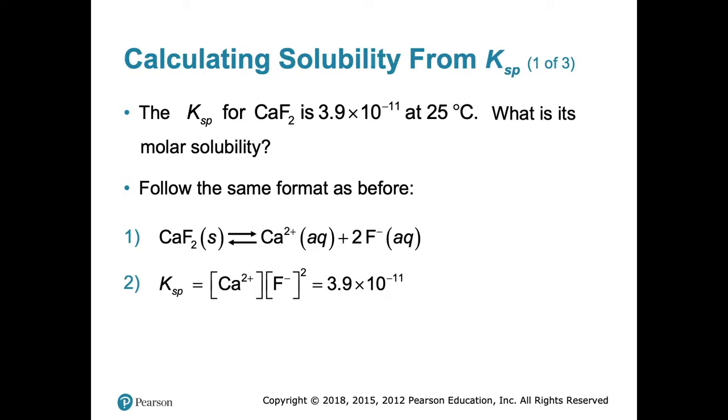Okay, so here's an example of a question that I might ask you. What is the solubility of calcium fluoride if the Ksp is equal to 3.9 times 10 to the negative 11? First thing you gotta do is write out the equation as always. We have calcium fluoride, which is a solid. It becomes calcium, and then two fluorides, in aqueous solution.